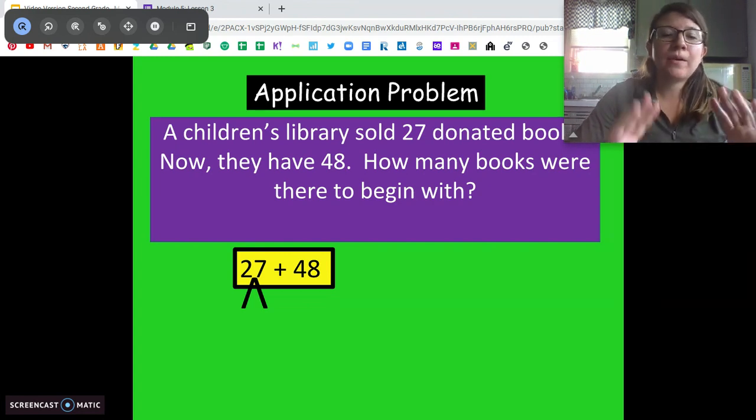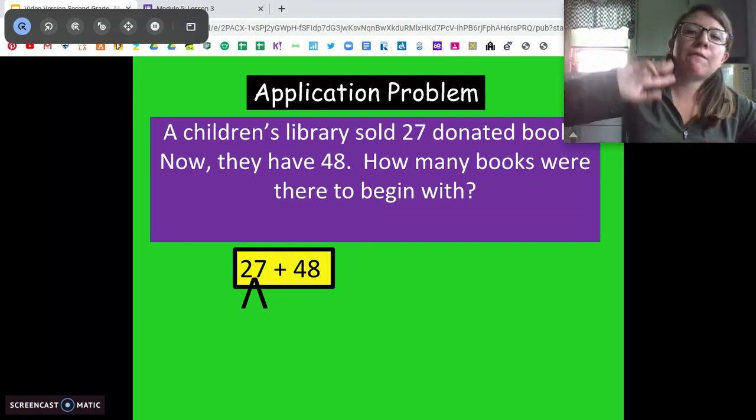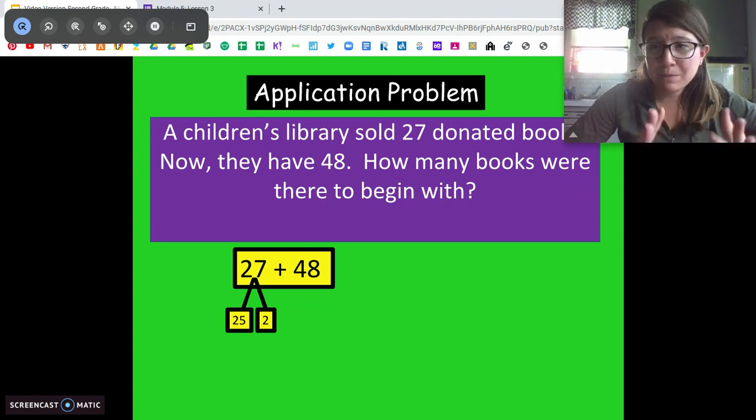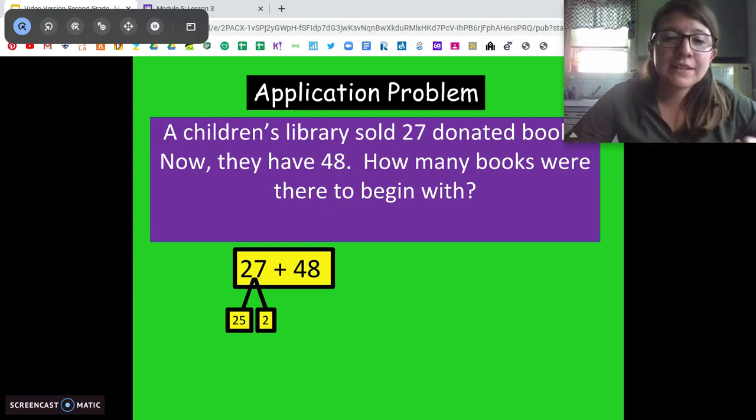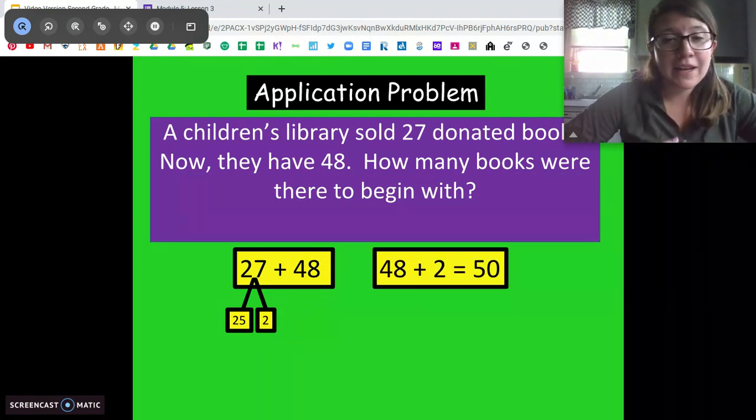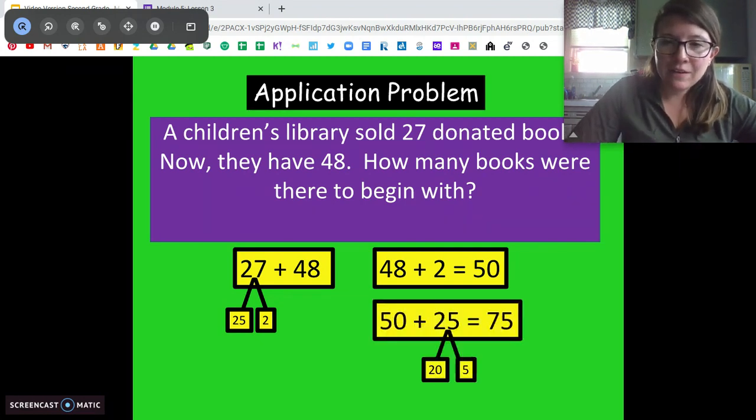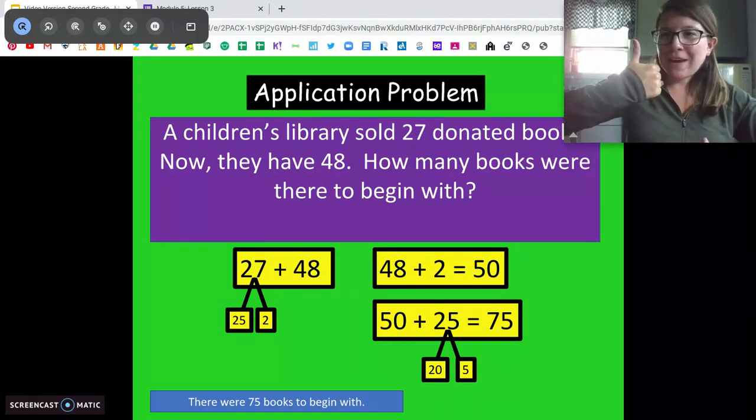Ready? Okay, so before you solved on your own, I talked about how I need 2 more to get 48 to its next 10. So I'm going to take those 2 out of 27. I'm going to decompose it, and I get 25 and 2. Now I can add pretty easily. 48 plus 2 is going to get us to 50, right? And then my next step is to add 50 plus our extra 25. We get to 75. So there were 75 books in the library to begin with. Thumbs up if you got it.